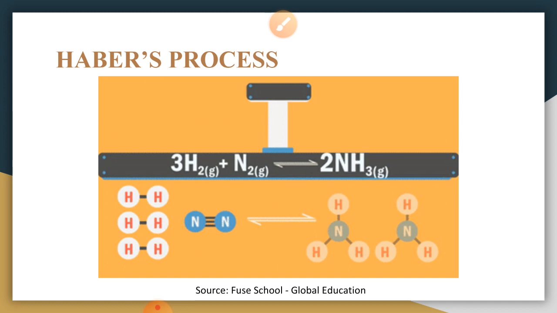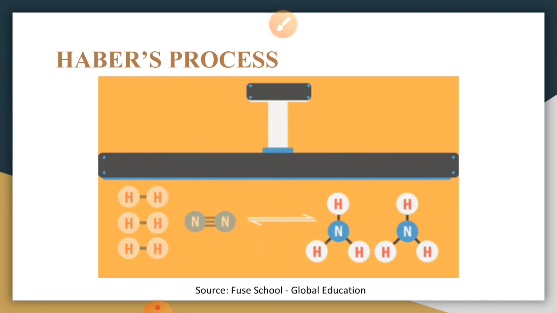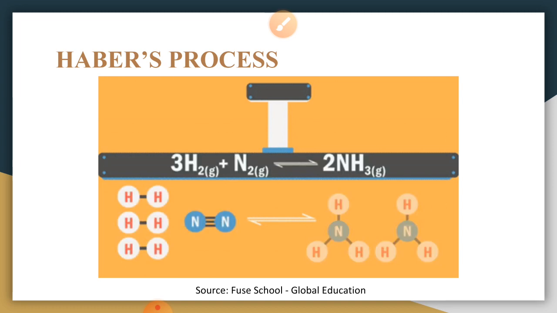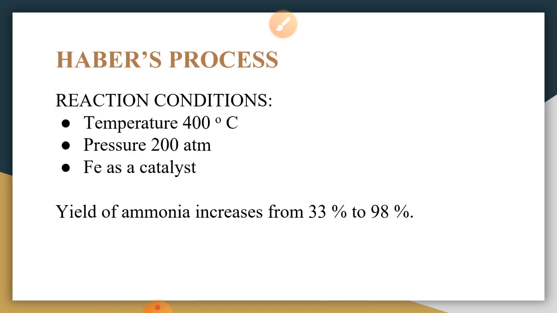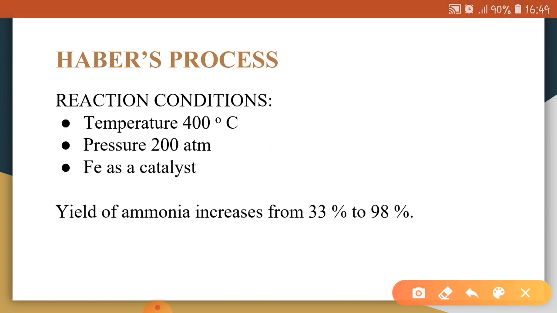So what is the Haber process? It is a process in which hydrogen gas reacts with nitrogen gas to form ammonia. What are the reaction conditions for this process? The temperature is maintained at 400 degrees Celsius, the pressure is maintained at 200 atmospheres, and iron is used as a catalyst. When these conditions are applied, the yield of ammonia increases from 33% to 98%.